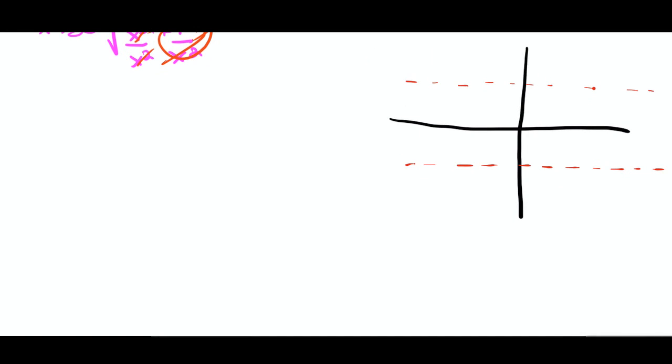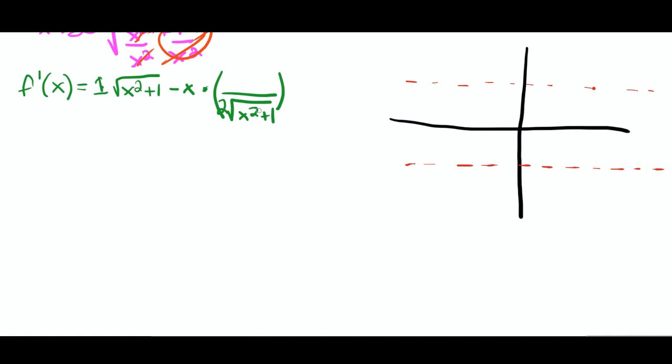Now let's do all the other stuff. We need to find the derivative, and so we have to do the quotient rule. The derivative of the top is 1 times the bottom, square root of x squared plus 1, minus the top times the derivative of the bottom, which is going to be 1 over 2 square root of x squared plus 1, times the derivative of the inside, which is just 2x.